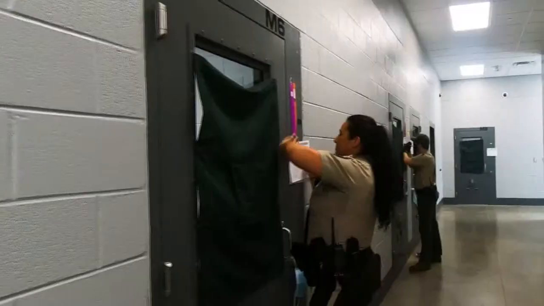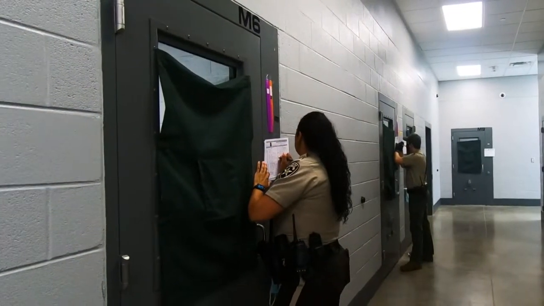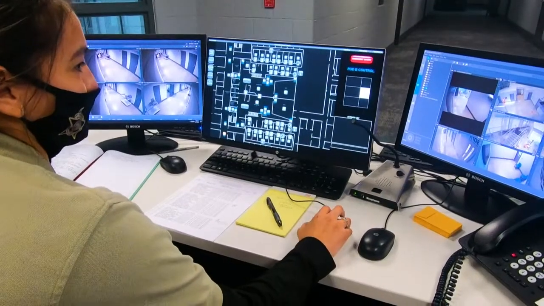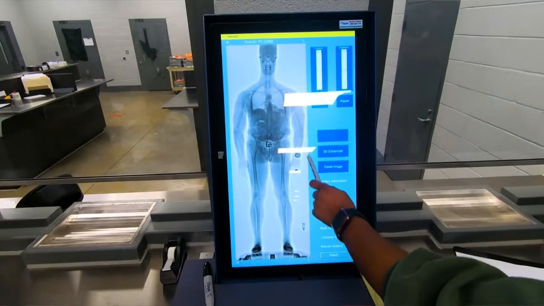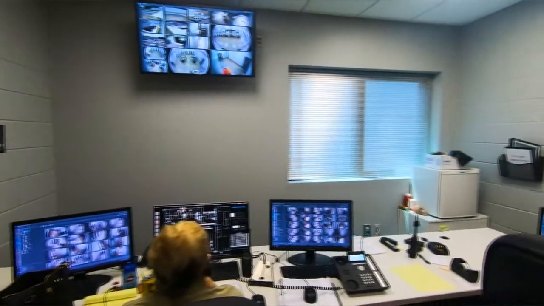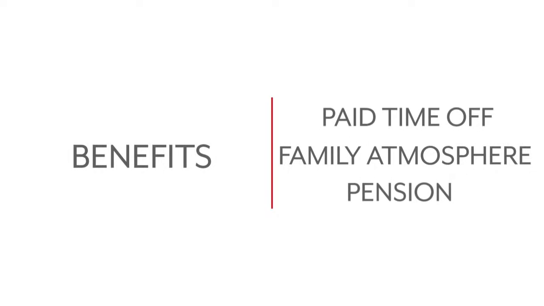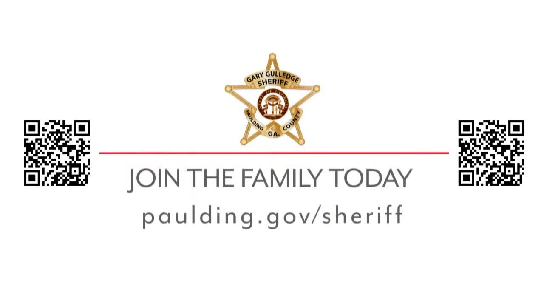The key things about working for the Paulding County Sheriff's Office are the family atmosphere, the pension that they offer, the 457, the paid holidays, the personal time, the sick time, the vacation time. These are all things that you will not receive at many other employers.